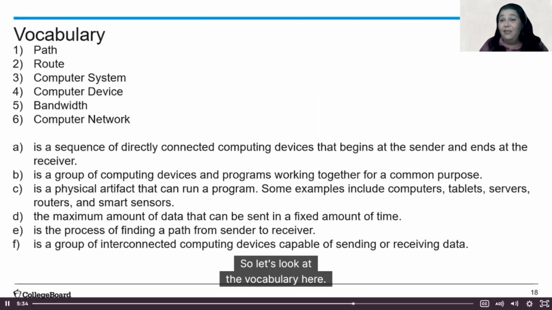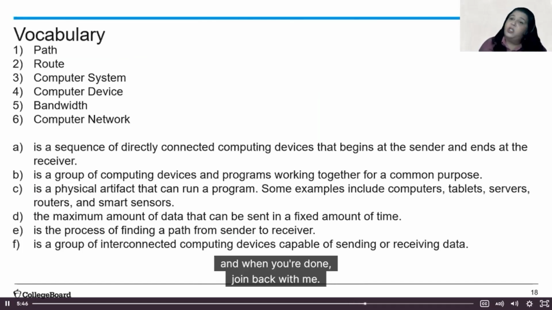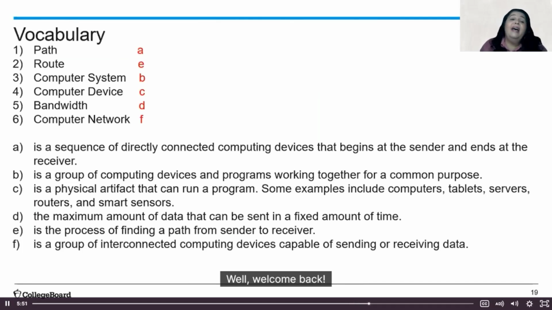Okay, so let's look at the vocabulary here. I want you to take a moment and match up your vocabulary with the proper description or definition. So if you can put your computer on pause, and when you're done, join back with me. Well, welcome back. And I am hoping you got 100. I'm sure you got 100 here.